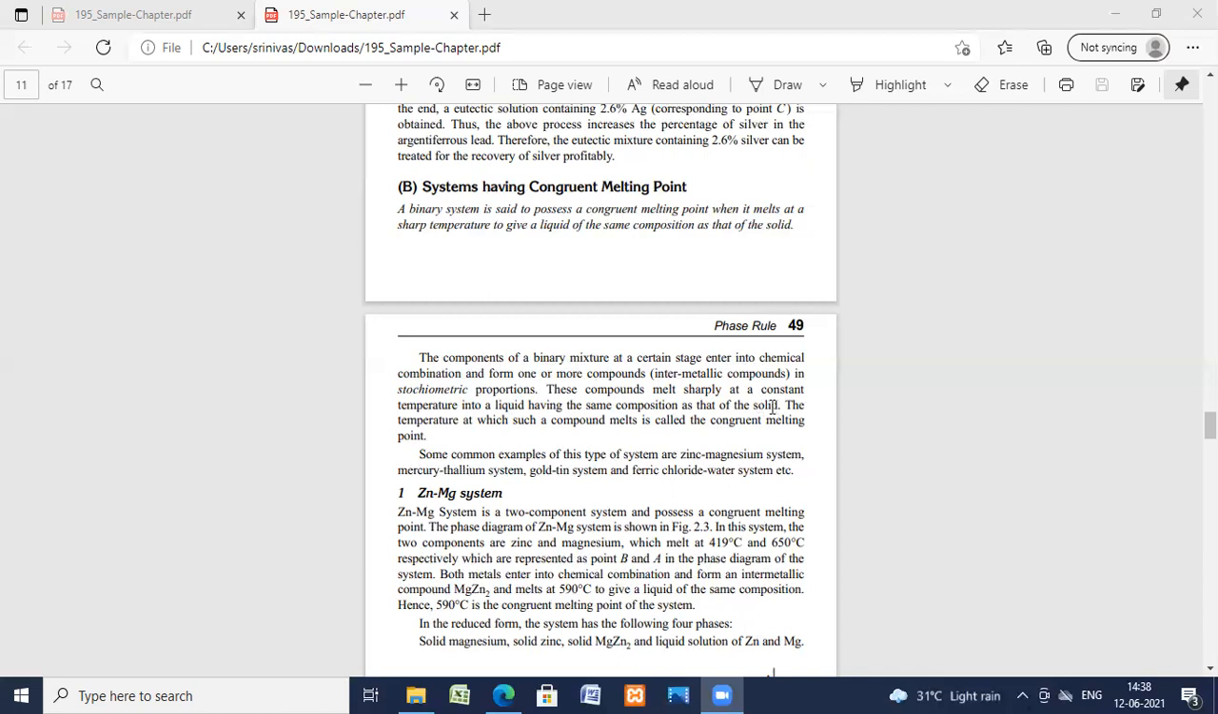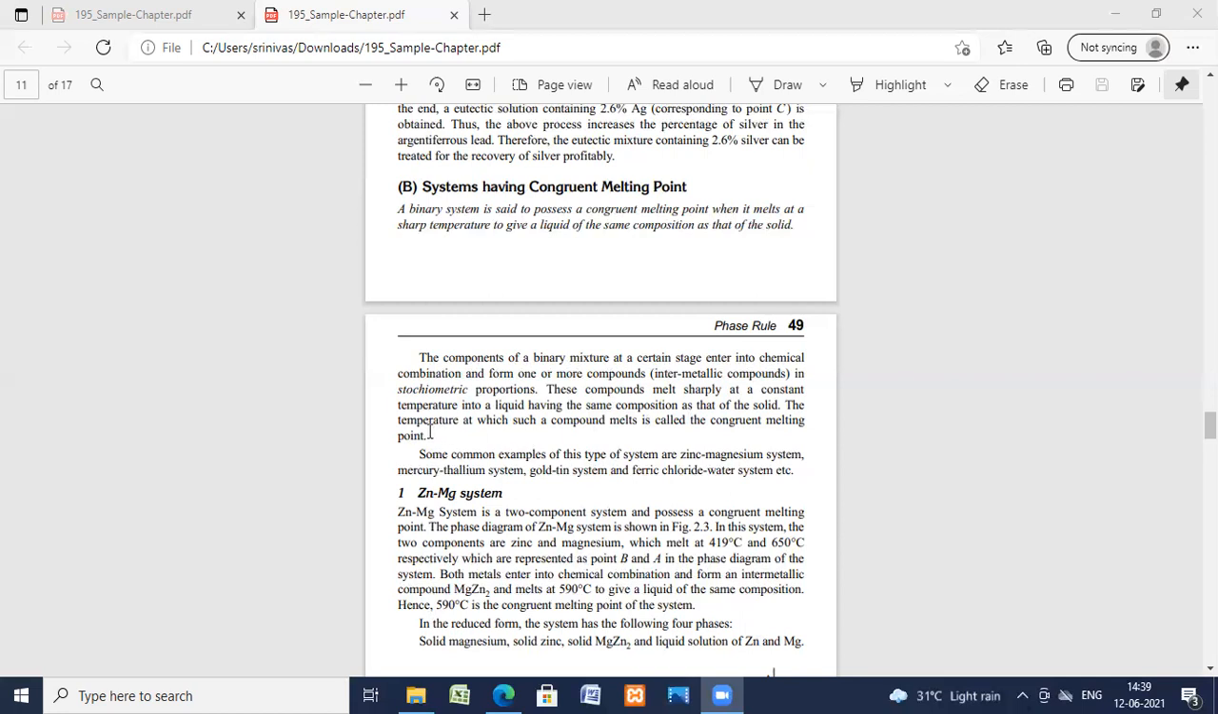The temperature at which such a compound melts is called the congruent melting point. The intermetallic compound is formed and the composition is the same. The whole compound mixture melts sharply at constant temperature into a liquid, and it has the same composition as that of the solid. So the temperature at which the compound melts is called the congruent melting point.